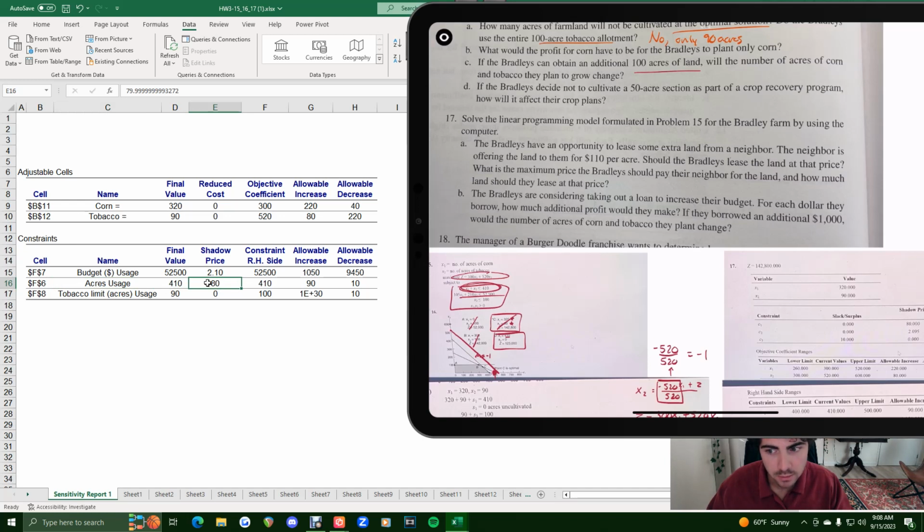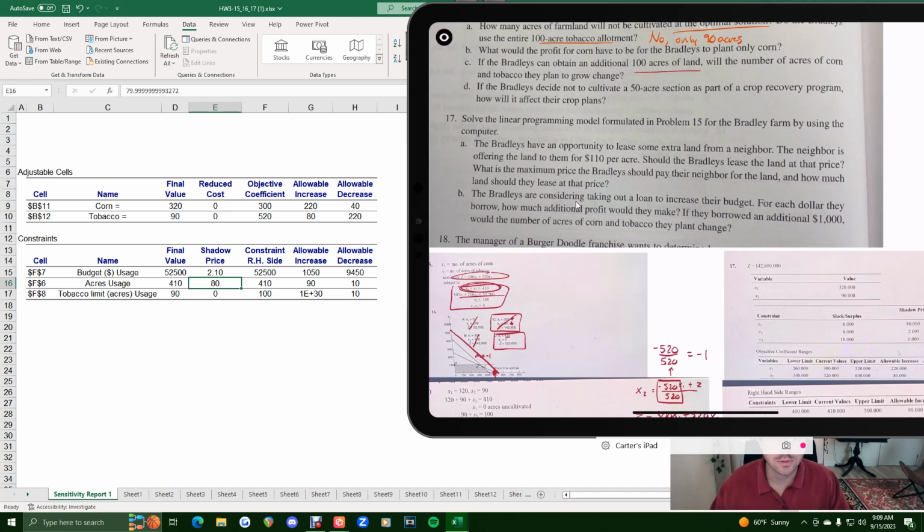So think about it like this. If you buy an acre for $110, it's not increasing your profit, it's increasing your revenue. So you're going to gain $80 from that 1 acre, but it costs you $110. So you're losing $30 getting an extra acre. Okay, so no, you should not lease the land at that price. What is the max price they should pay their neighbor? That's the $80. That's the shadow price. They should only pay a max of $80 if they want to at least break even.